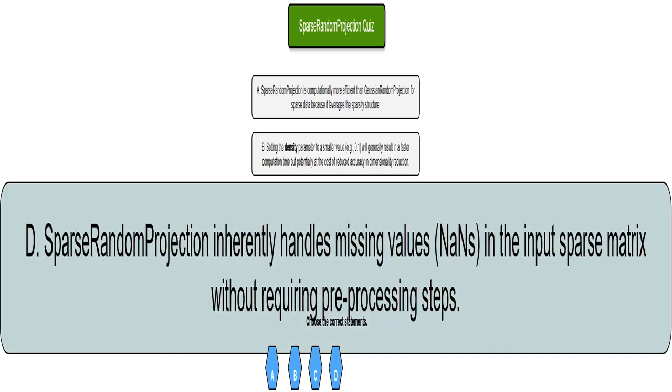I found that statement D is false. SparseRandomProjection doesn't automatically handle missing values. You need to deal with NaNs, not a number, before using it, for example by filling them in with estimated values or removing rows or columns with them.